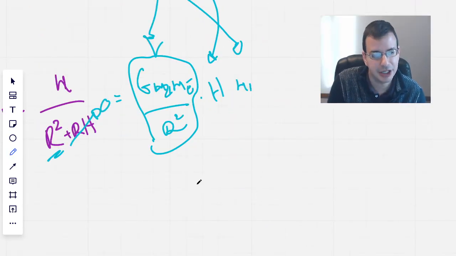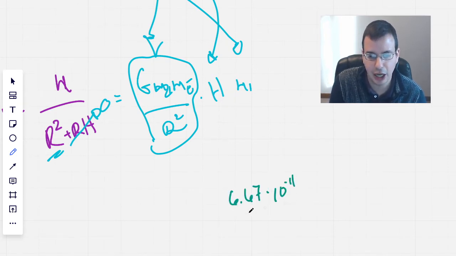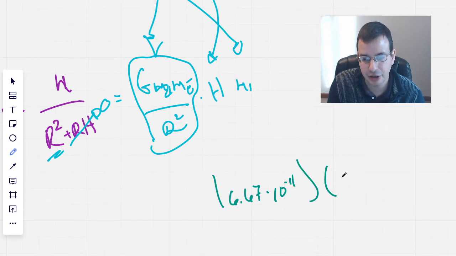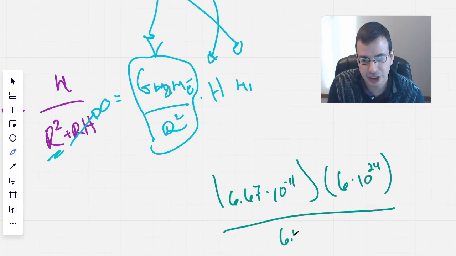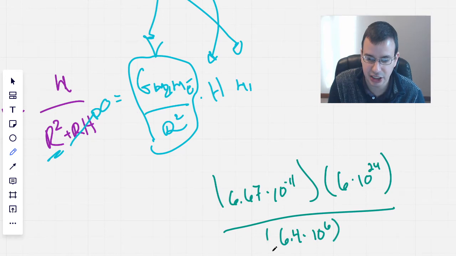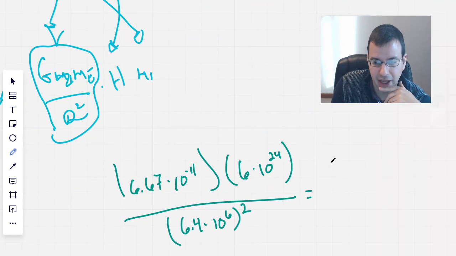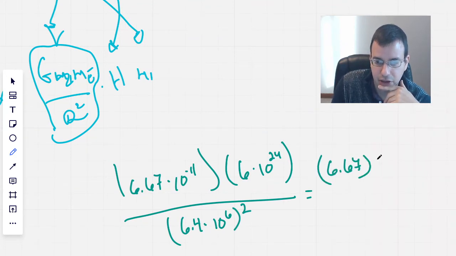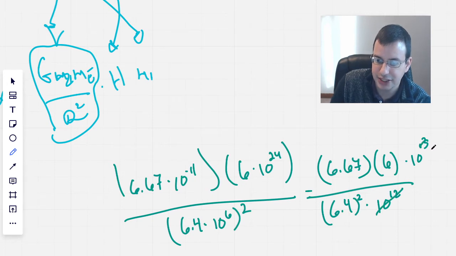So plugging numbers into this, we have G, which is 6.67 times 10 to the negative 11th. We have the mass of the Earth, which is 6 times 10 to the 24th kilograms. And then the radius, which is 6.4 times 10 to the 6 meters, squared. Simplifying all of this a little bit, we have 6.67, we have a 6, 24 minus 11 is 10 to the 13th, we have 6.4 squared times 10 to the 6 times 2 is 12, that gives us 10 there.